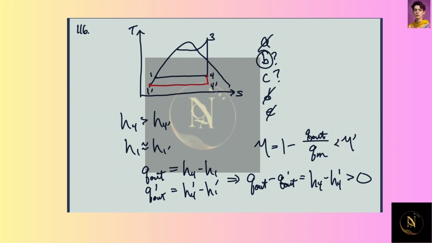So that's not right. The moisture content at the turbine exit will decrease. Well, no, that's not true either. It will actually increase, because it will be further inside of the vapor dome here. And so we'll have a higher moisture content.